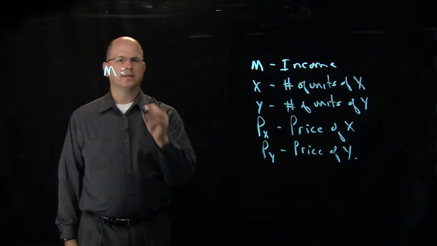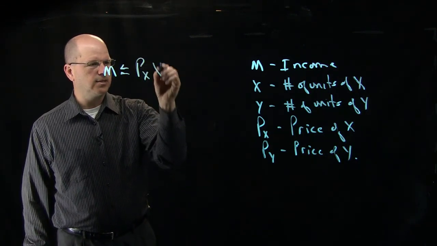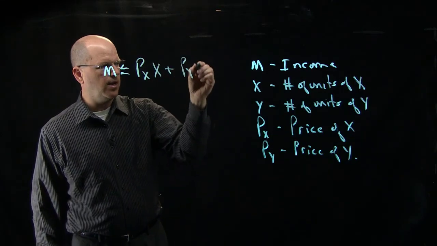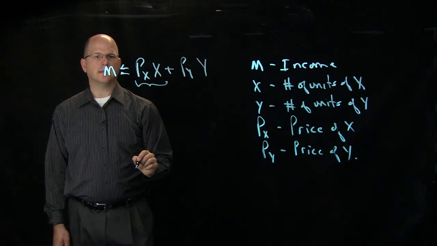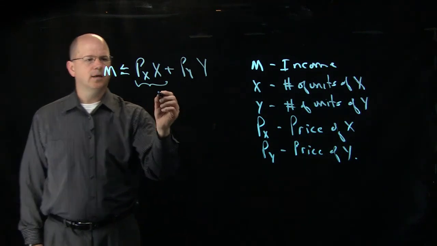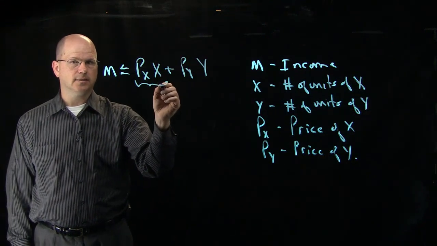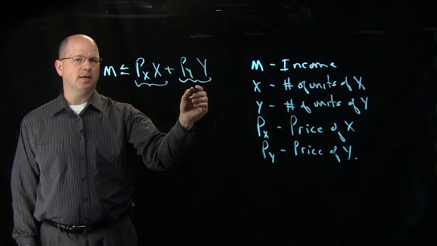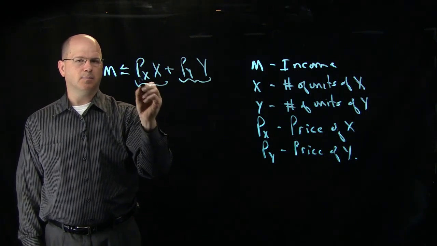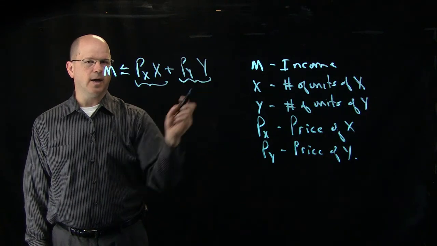The consumer has to spend less than or equal to Pxx plus Pyy. This is the amount of income that they spend on good X, and this is the amount of income that they spend on good Y. It's the price of X times good X plus the price of Y times good Y.